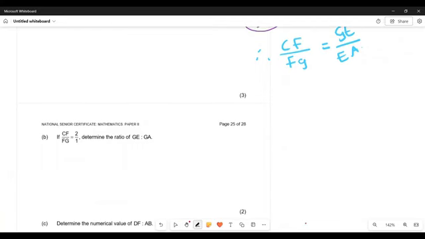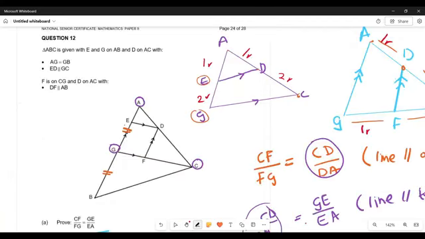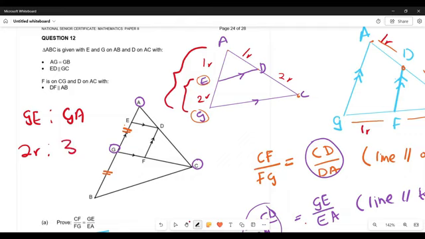Now, we need to determine the ratio of GE is to GA, right? So we need to try and determine the ratio of GE, which is in this triangle, to GA. So the ratio from G to E is 2r, and the ratio from G to A is going to be 2r plus 1r, which is going to make 3r. So as a result, the ratio between these two is going to be 2:3. And this would be your answer, right?